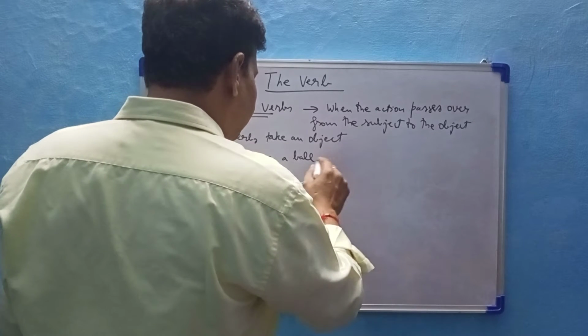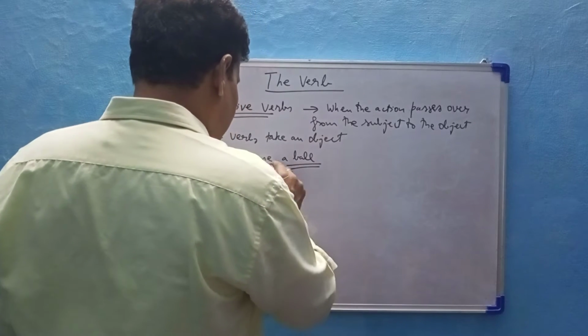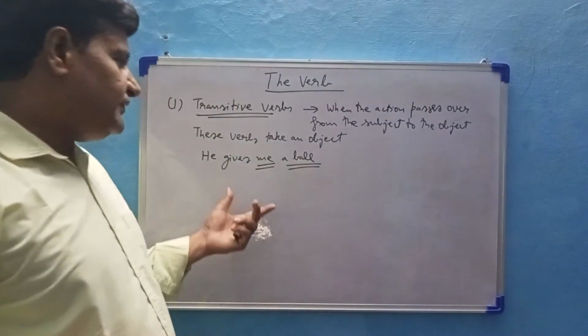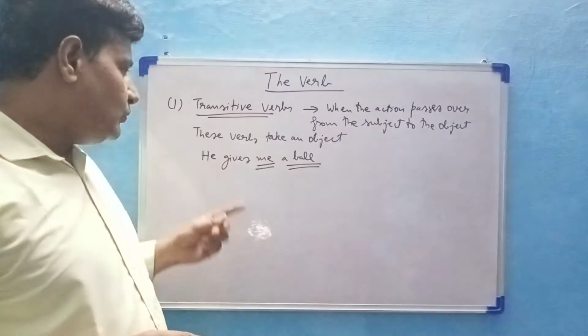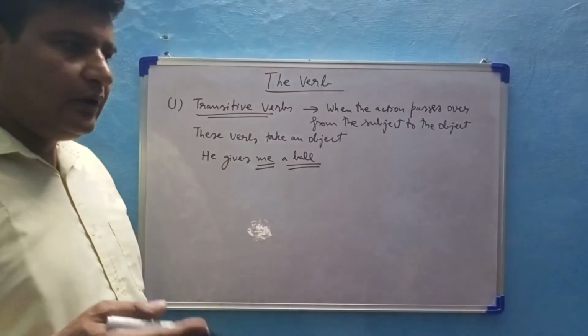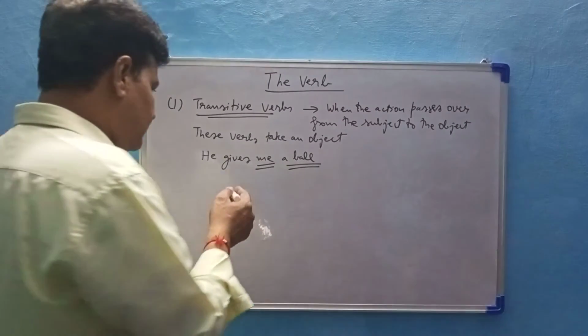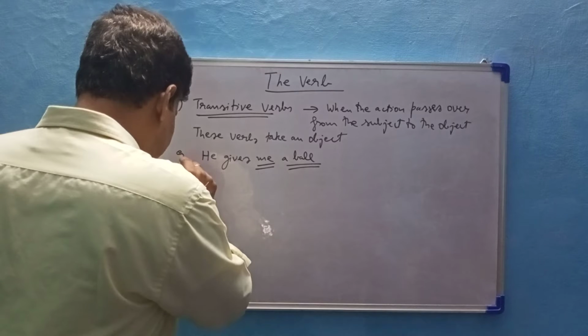In this sentence, there are two objects, one direct and another indirect. Let us take another example.